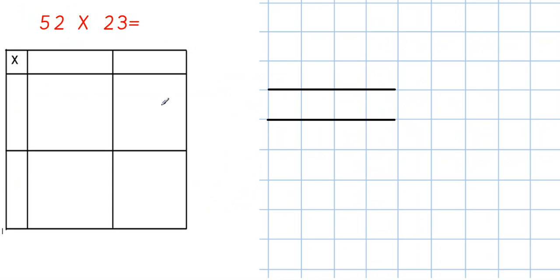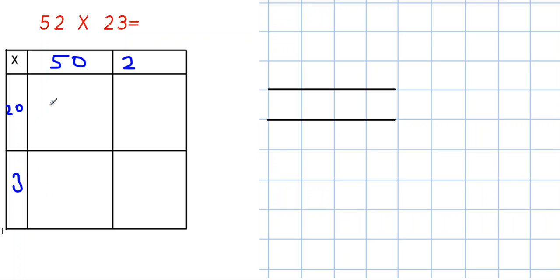Have another go at this one. Remember, do it as a grid method first, then try it as a long multiplication method. Pause the video and have a go. Okay, so let's get our digits in here to help out. So I'm going to have 50 in there and 2. I'll partition my 52. I'm going to squeeze my 20 and my 3 in here.